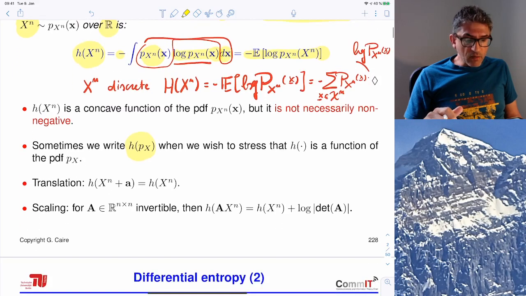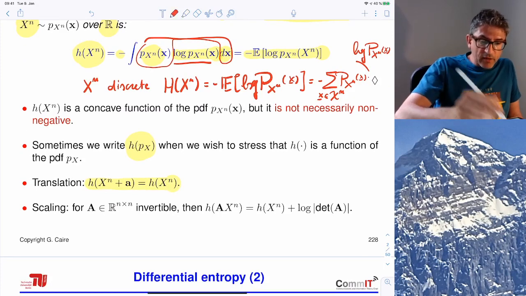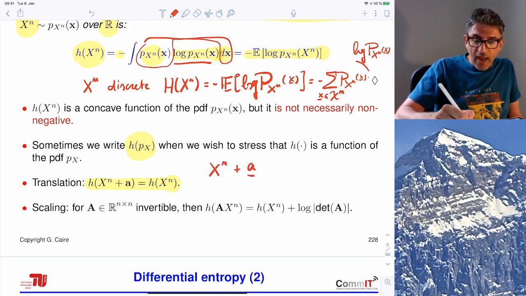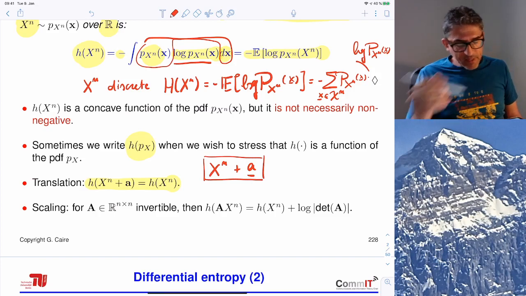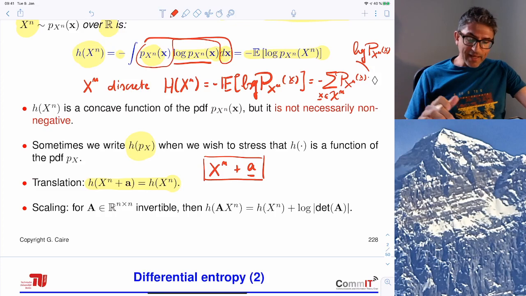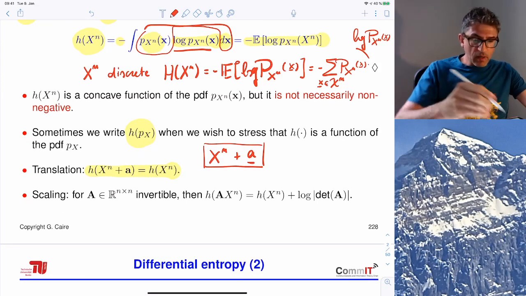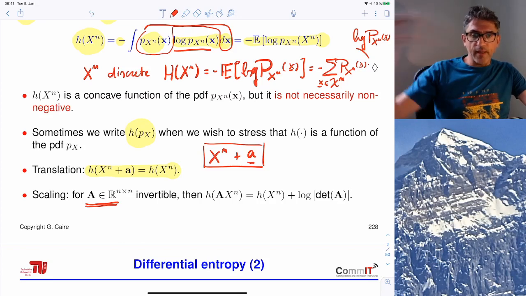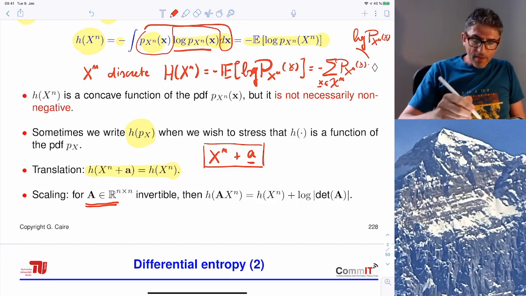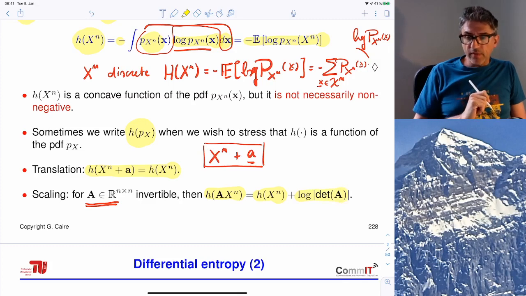Two immediate properties are the translation property and the scaling property. The differential entropy is invariant by translation: if we take a random vector and add a constant vector a, the differential entropy of X plus a is the same as the differential entropy of X. And the other is scaling. If we apply a linear invertible transformation from R^n to R^n, so an n by n invertible matrix A, it's like a scaling and rotation of a vector. The differential entropy of A times X^n is equal to the differential entropy of X^n plus the log of the determinant of the transformation.